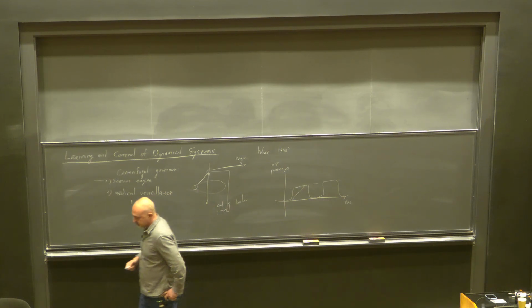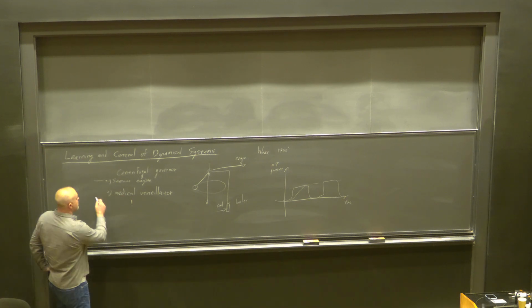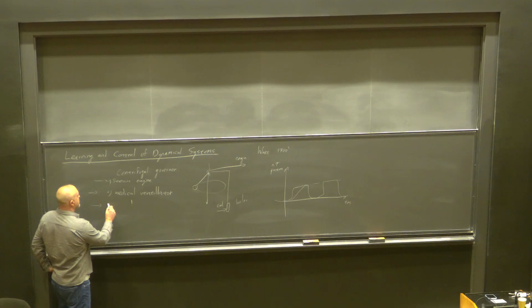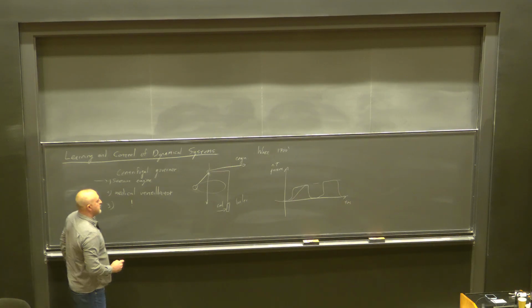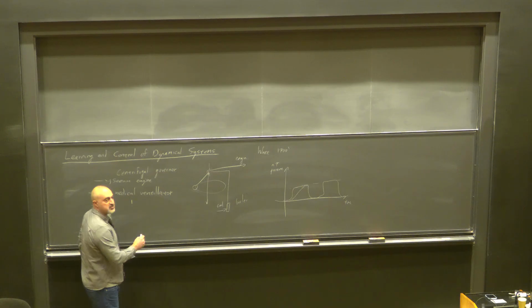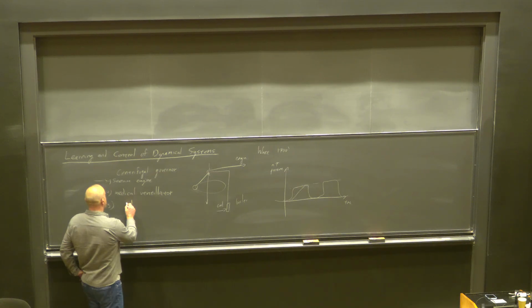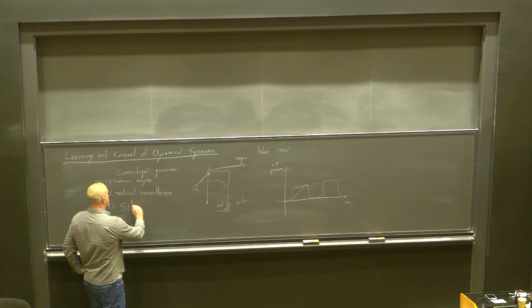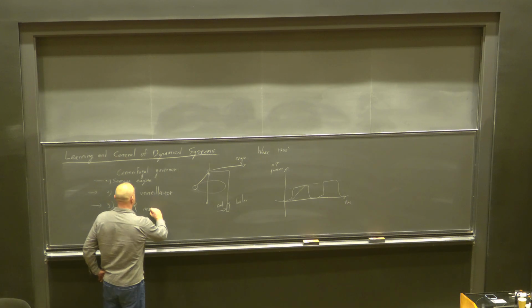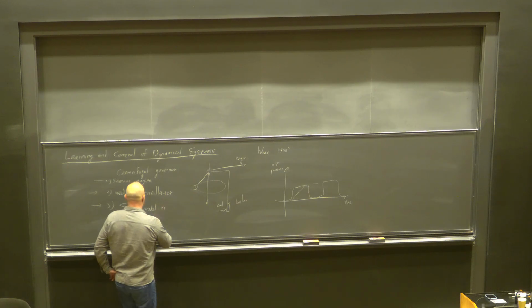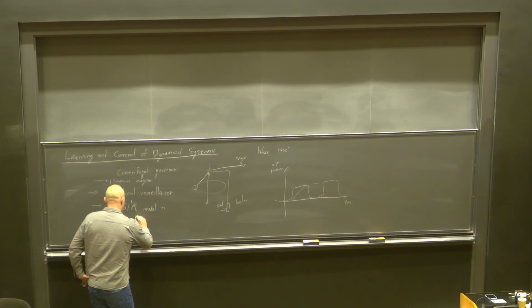Oh, okay. One more. Let me give you one more example of a control of a dynamical system. So I'm going to use another medical example. This is called the SIR model in epidemiology.